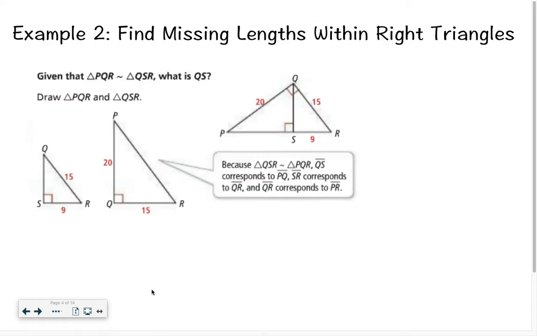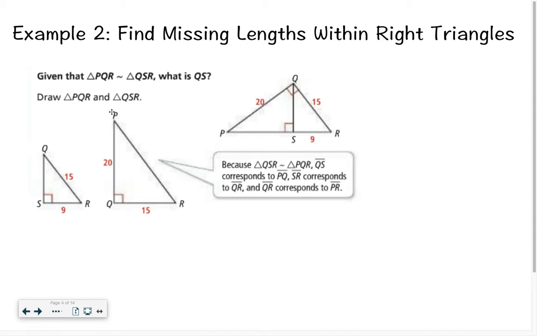All right, example 2. So with example 2, if we want to find missing lengths within right triangles. Okay, so we are given that triangle PQR, so that whole triangle, is similar to triangle QSR. So the big triangle is similar to this smaller triangle. And if we were to redraw it, so we have two separate triangles, this is what it would look like, right? We'd have QSR and we'd have PQR.